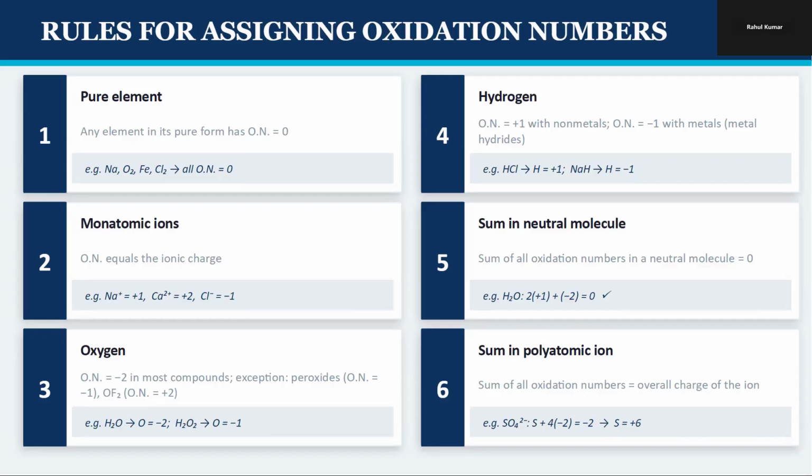The fifth rule is the sum in a neutral molecule. The sum of all oxidation numbers in a neutral molecule must be equal to 0. So for example, in H2O, you multiply 2 times +1 for the hydrogen and -2 times 1 for the oxygen, and the overall charge is 0. The last rule is the sum in a polyatomic ion. The sum of all oxidation numbers is equal to the overall charge of the ion. So here you see an example of a sulfate anion. For sulfur you don't know, but for oxygen you can take -2. So S plus 4 times -2 equals -2, which is the overall charge on the anion. If you solve this equation, you find sulfur is equal to +6.